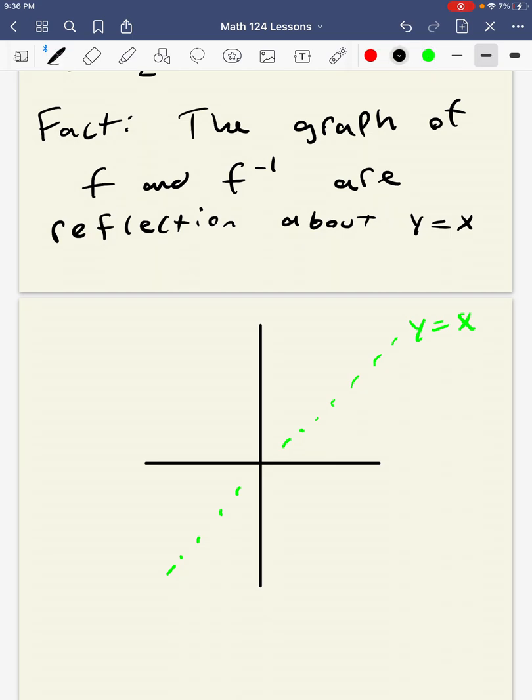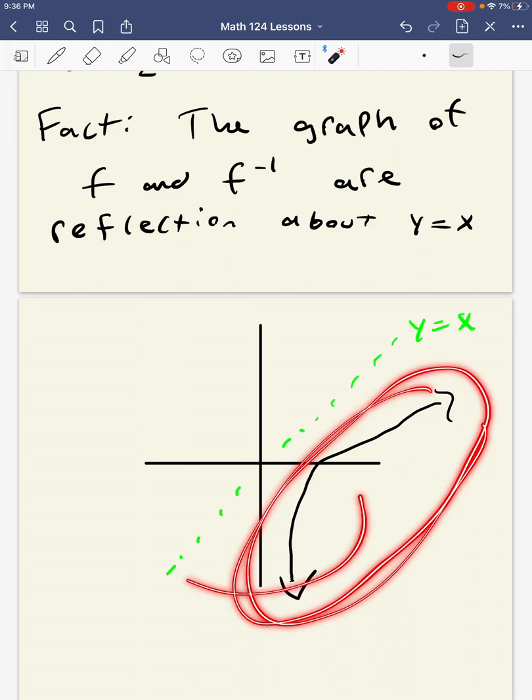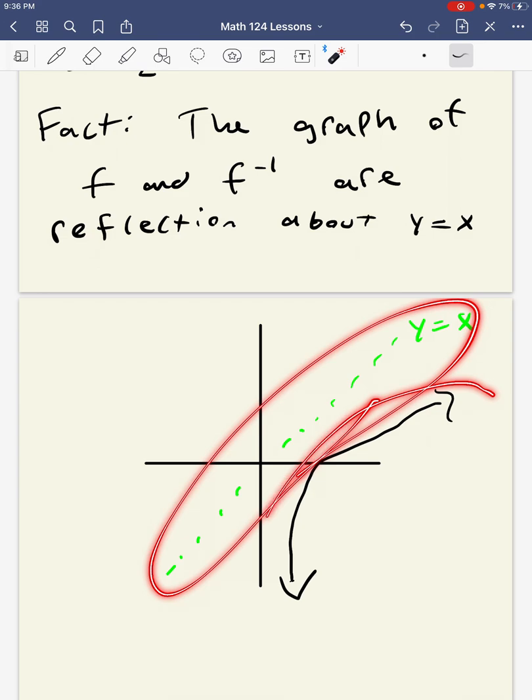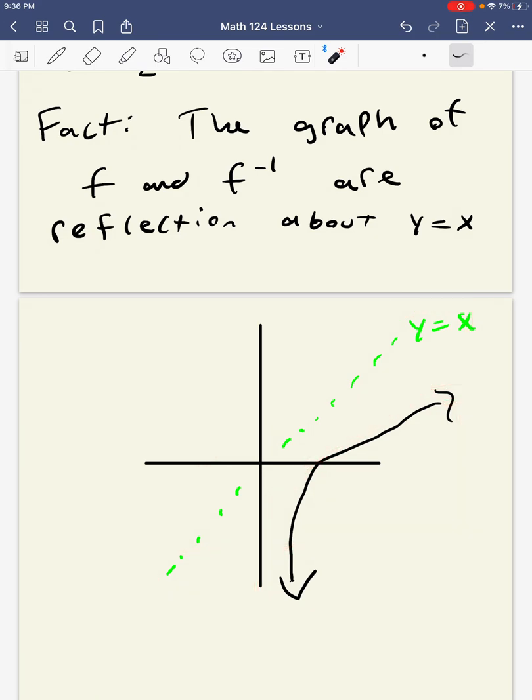Now if we have some one-to-one function that looks, I don't know, say it looks like this. Okay, so that's 1-to-1. Now the graph of its inverse will just be a reflection about this dotted line. It's sort of like this dotted line, y equals x, is acting like the mirror, and we're going to just flip its reflection over to the other side. So I'll draw the inverse here in red. There's the inverse function. So red is f inverse, and then black is f.